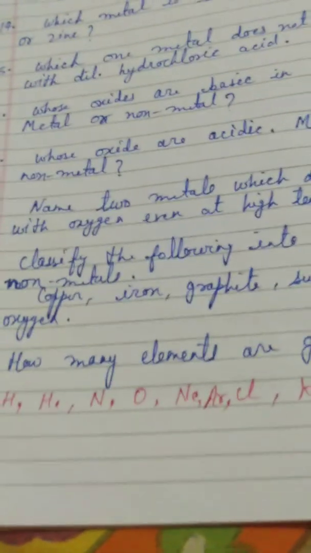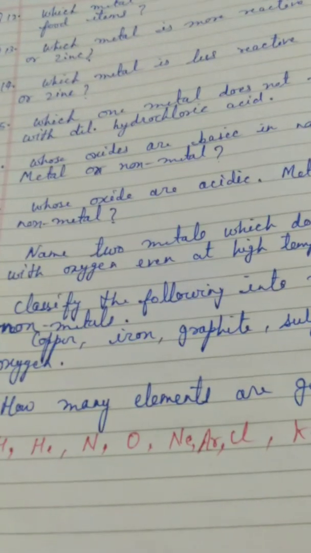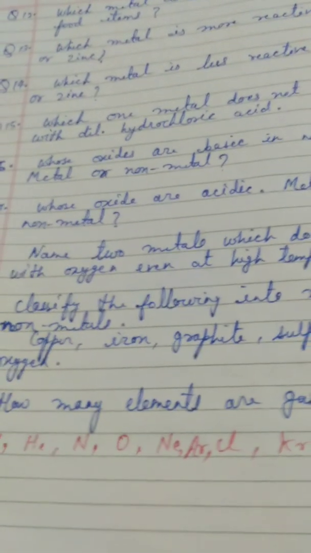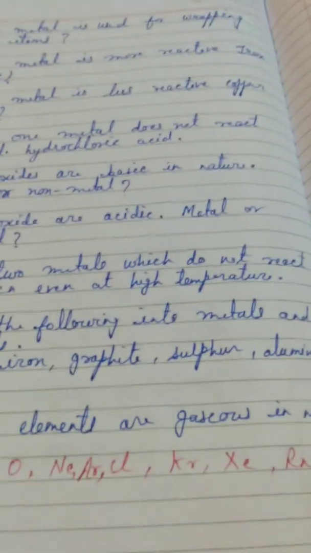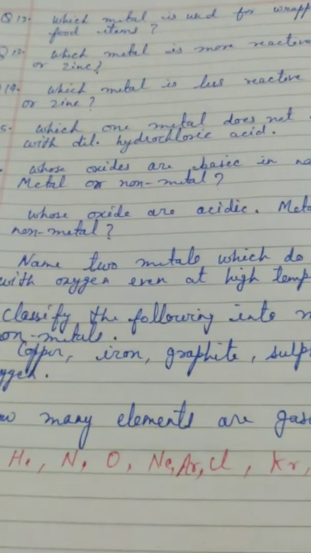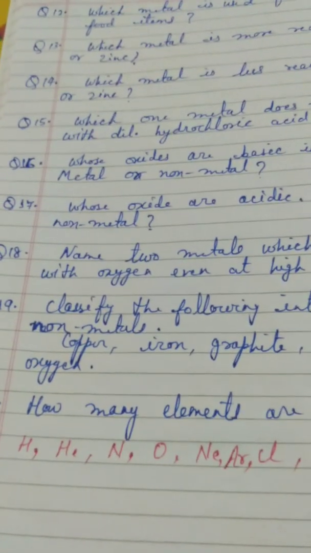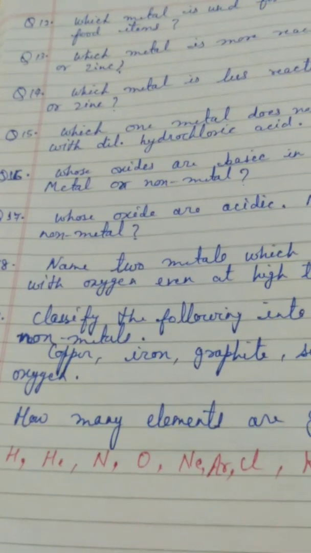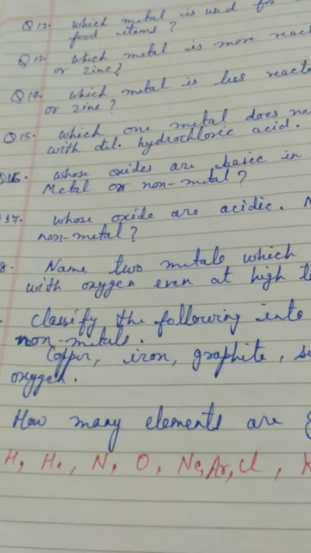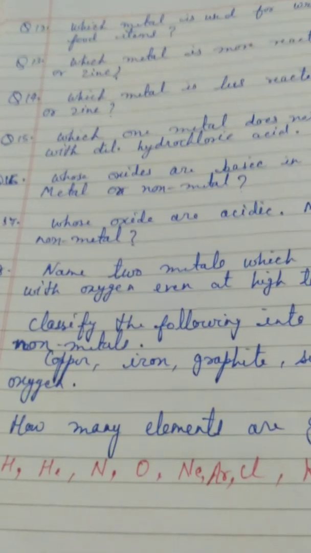Now here I am giving you a good idea, because this will come in use in the future also. How many elements are gaseous in nature? There are around 10-12 elements which are gaseous in nature, and they are all non-metals, because metals are only solid in state except the liquid metal, which is mercury, and after mercury it is all solid.